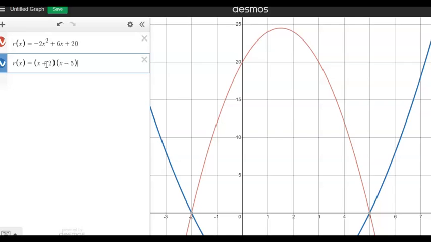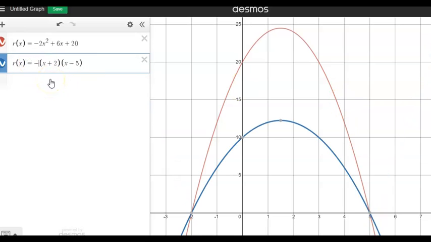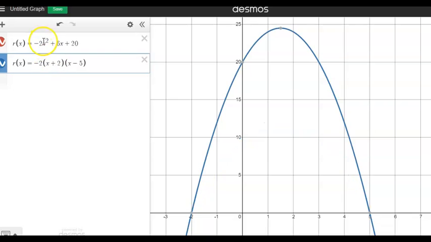Now you'll notice the parabola is opening up, my blue one, and I need it to go down like this one. So I'll need the negative in front. And not only do I need the negative in front, I need the -2 in front, because that value a is the same in both forms, whether it's in factored form or standard form. The number in the front is going to stay there. So now you'll notice my parabola lines up perfectly, so I know this is my factored form.